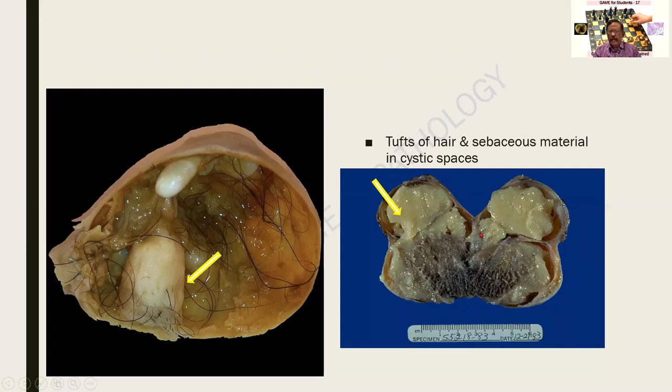This is again a specimen of a cystic teratoma. I am able to see multiple cystic spaces, the largest measuring so many centimeters and the smallest so many centimeters in diameter. The wall is thin, hardly 1 or 2 millimeters in thickness, and the cyst is containing a lot of pasty sebaceous material. And in this I am finding caught multiple tufts of hair, not strands but tufts of hair. So this is an example of a benign cystic teratoma.